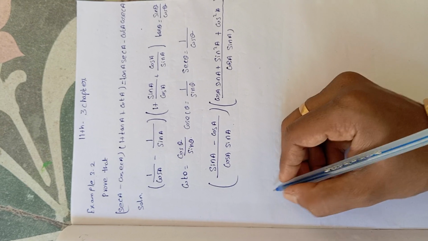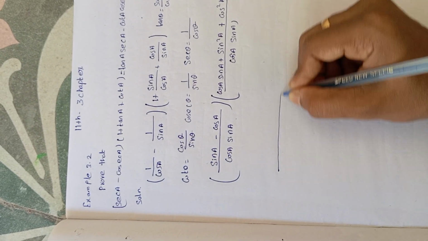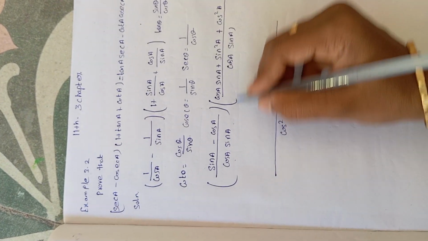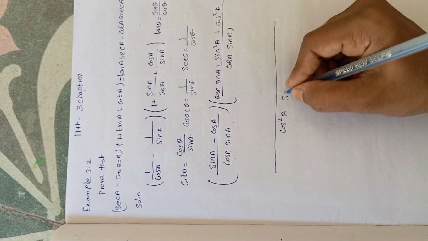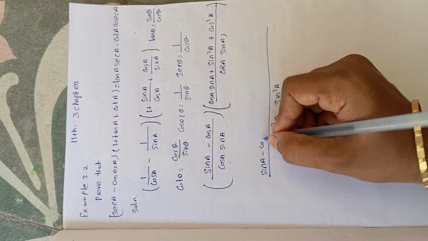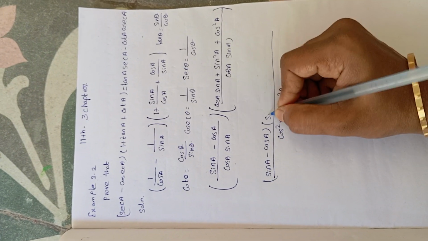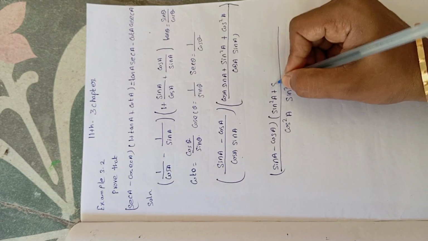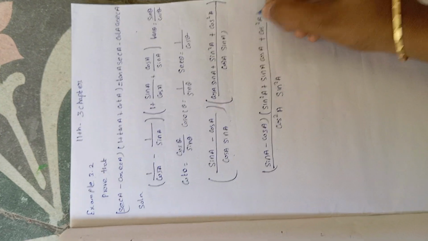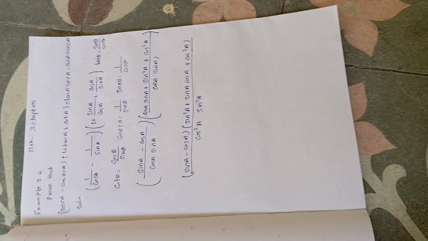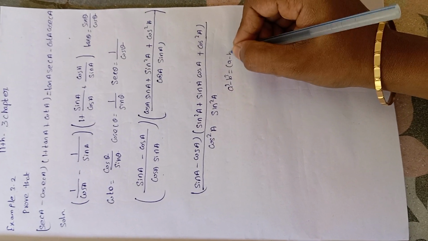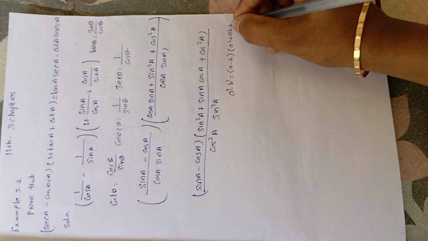Next, denominator is multiply on both sides. This one cos A sin A, cos A sin A, cos square A, sin square A. Sin A minus cos A, sin square A plus sin A cos A plus cos square A. Here using the formula a cube minus b cube is equal to a minus b, a square plus ab plus b square.